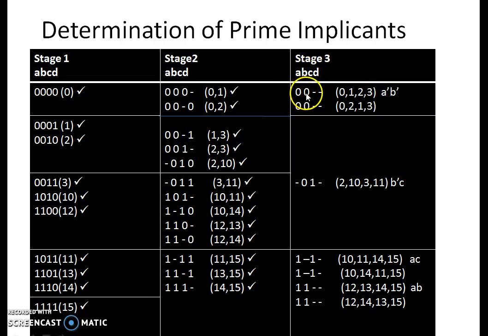That is A, B. I have a 0 in this position, so I indicate it in the complemented form: A bar, B bar, because we are using SOP form. Next, this is B bar, C. This is A, C, and this is A, B.